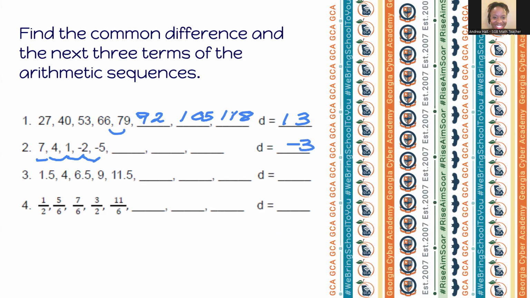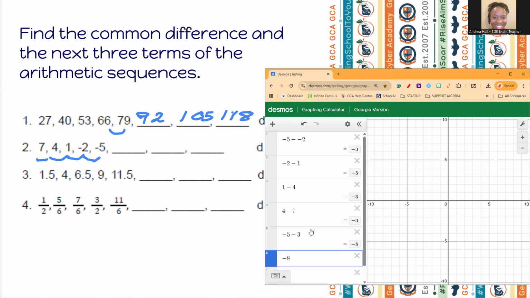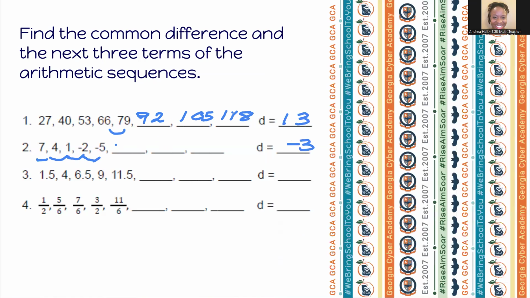Okay, so to find my next three terms, I'm going to take that last term there, which was -5. I'm going to say -5 minus 3. And I get -8. Then I'm going to say -8 minus 3. Then -11 minus 3. So I have -8, -11, -14.